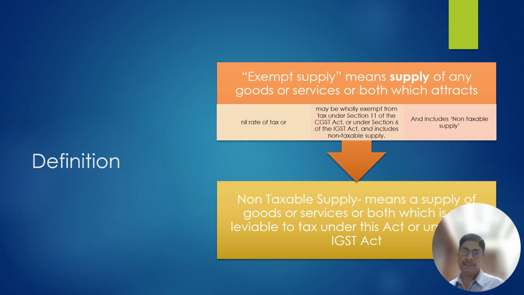Then non-taxable supply. Non-taxable supply means again a supply which is not leviable to tax. Not leviable to tax, for example, alcoholic liquor for human consumption, petrol, diesel, gas, natural gas, petroleum products, etc. This is not leviable to tax. There is a supply, but it is not in the purview of GST. There is no levy under section 9 of the CGST Act on these products.